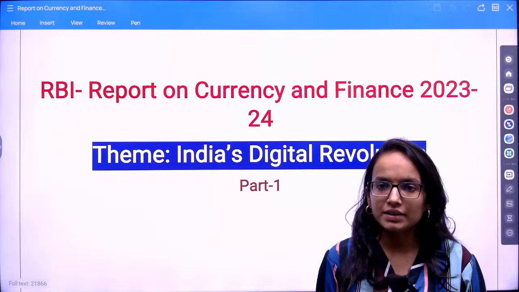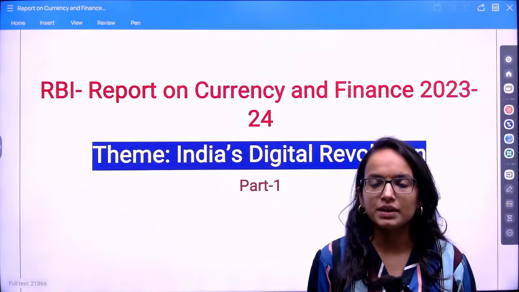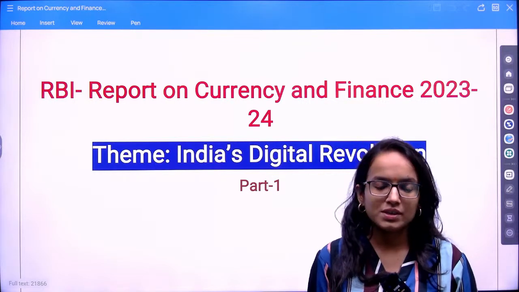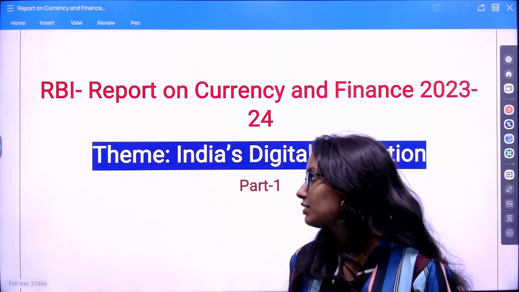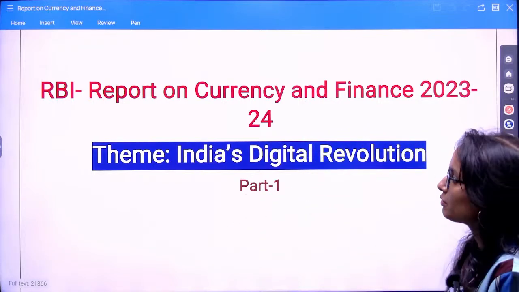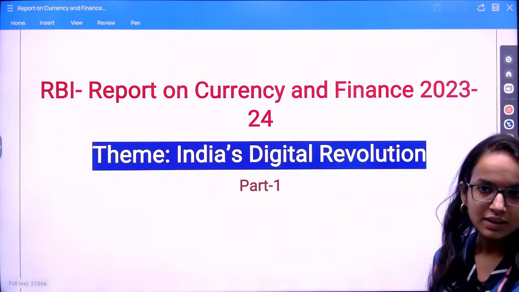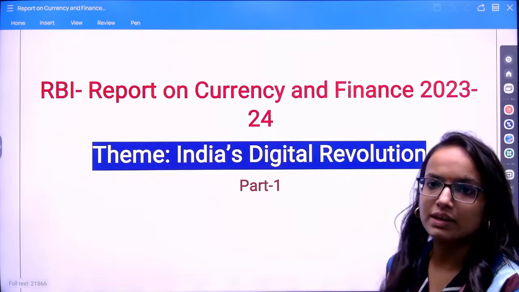So, today we have started with this new report of RBI, another important report for your examination. This is the first class of your RBI report on currency and finance. This report is not so technical.